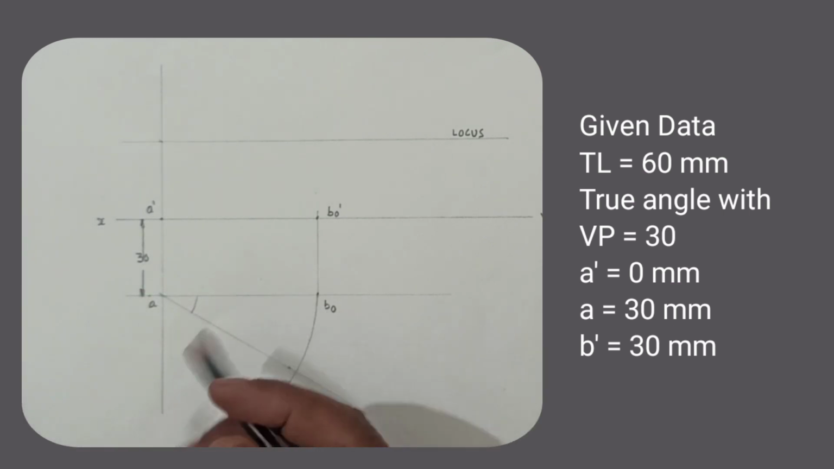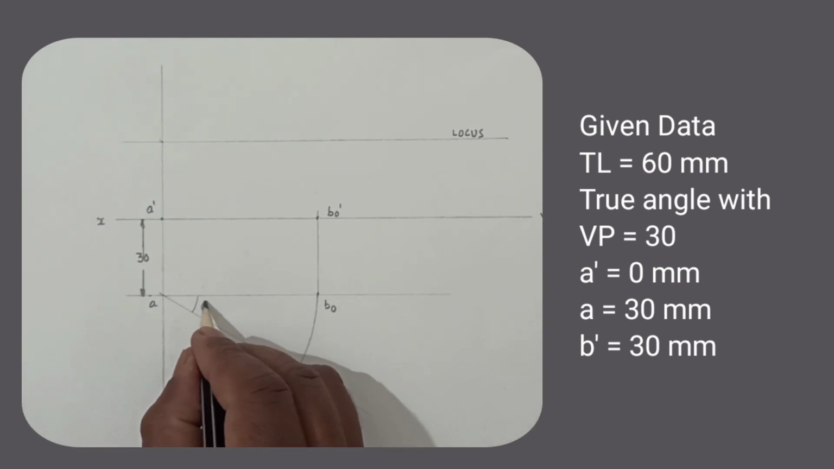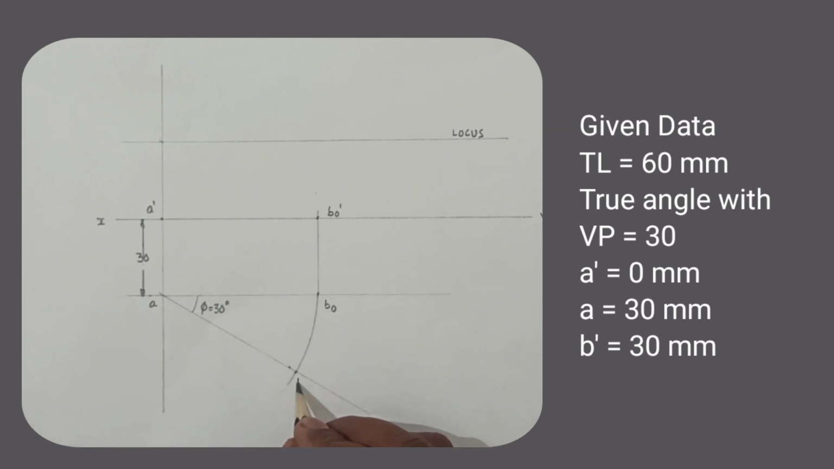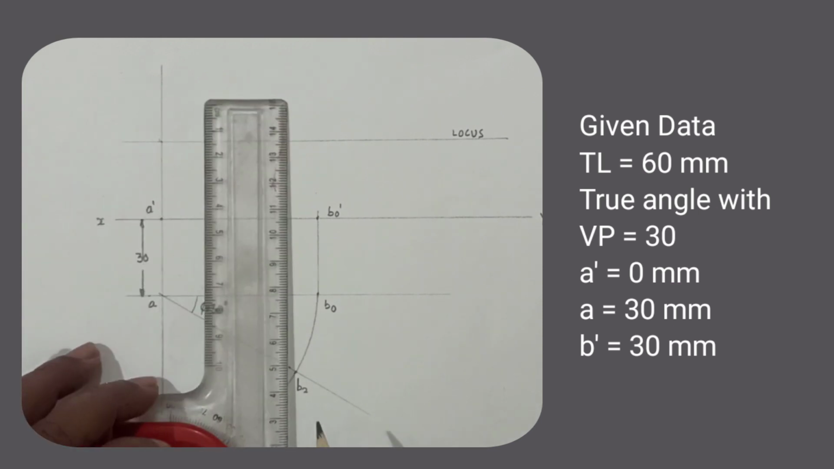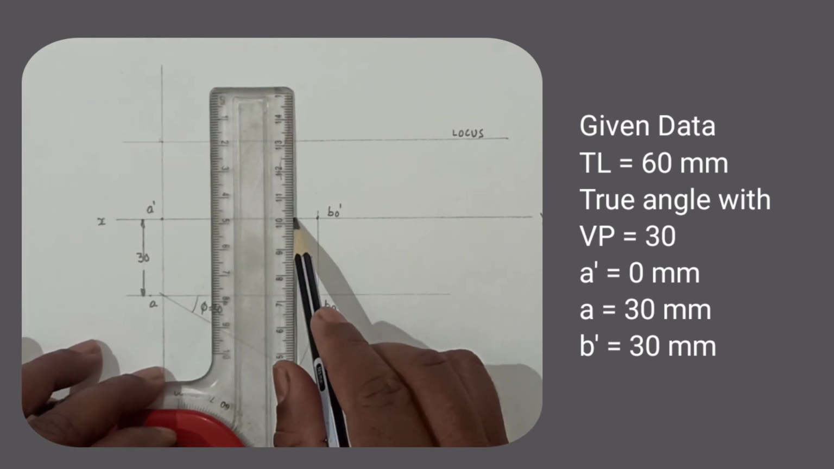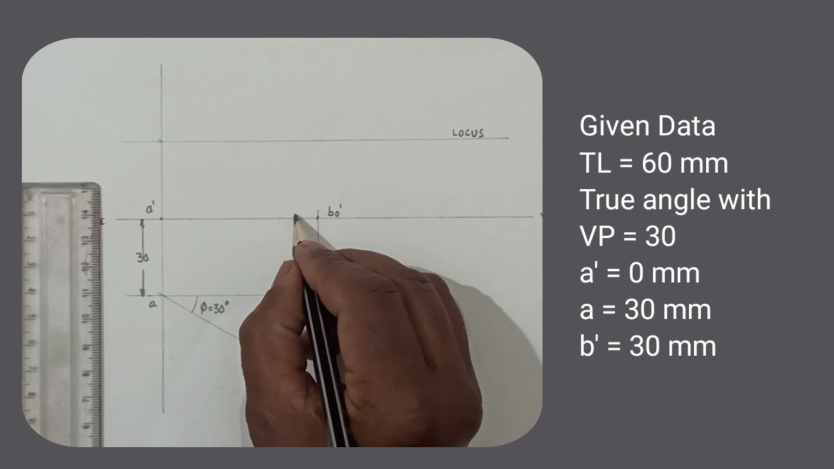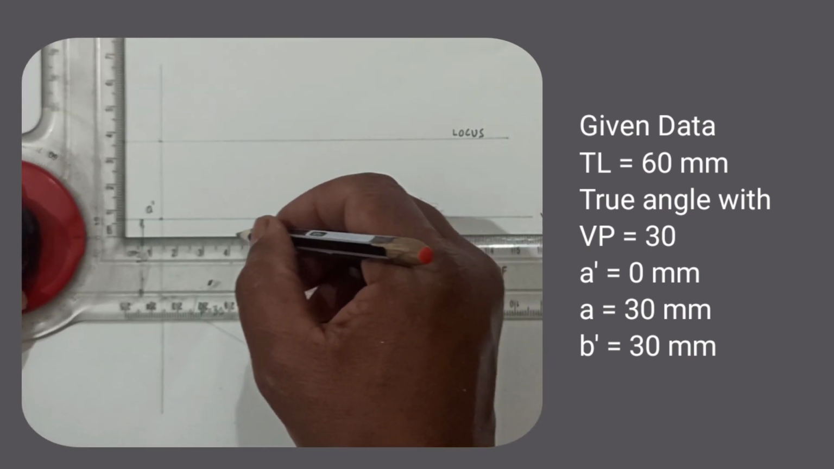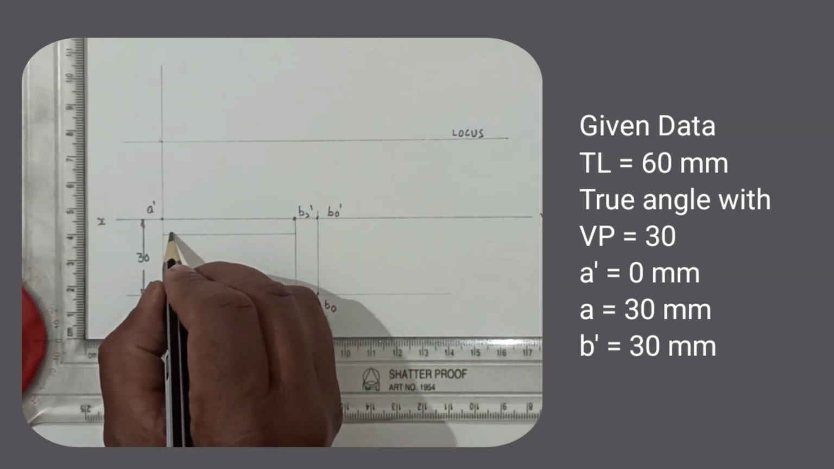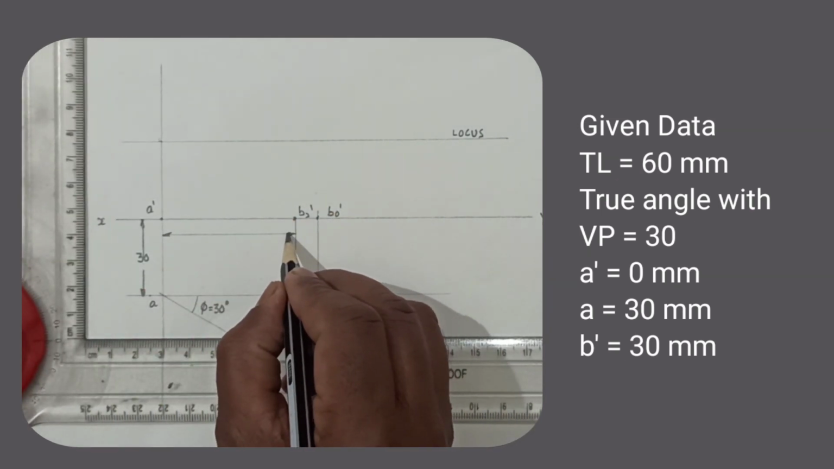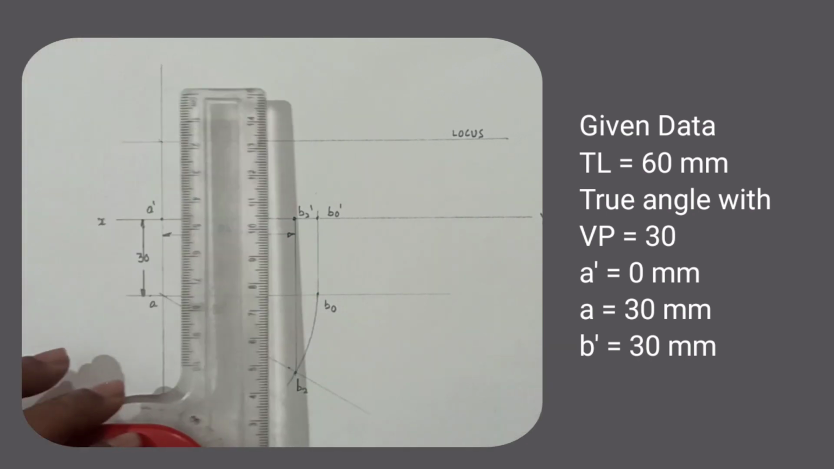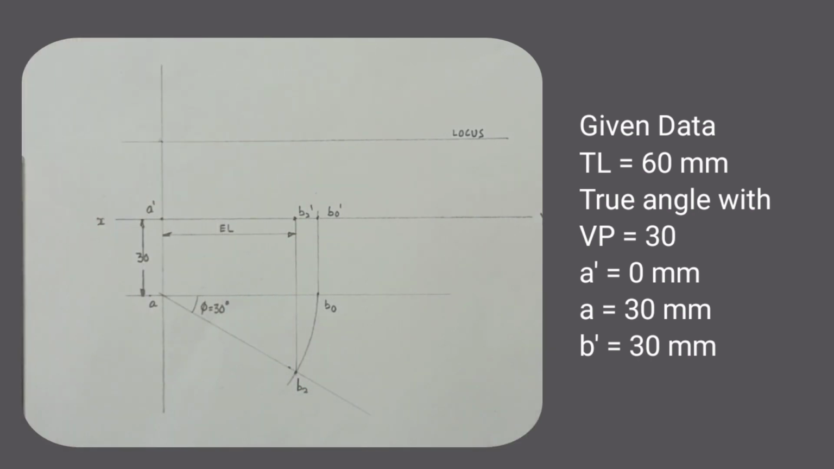Shift the true length on this inclined line, mark an angle phi of 30 degrees, and show the top view when the line is inclined to HP. The top view is AB2. Now project this top view for a front view. So A'B2' will indicate the front view when the line is inclined to VP.